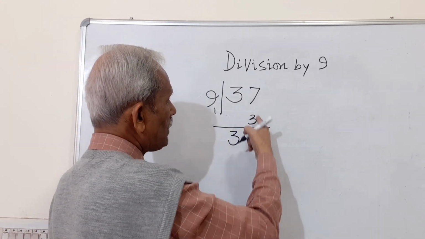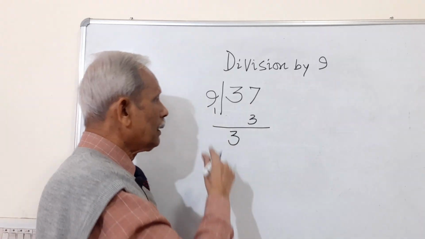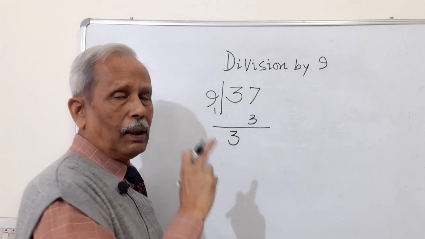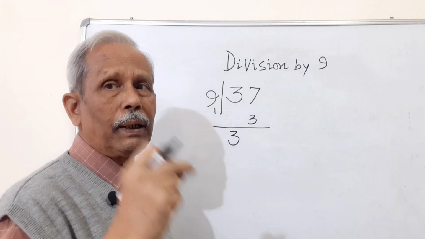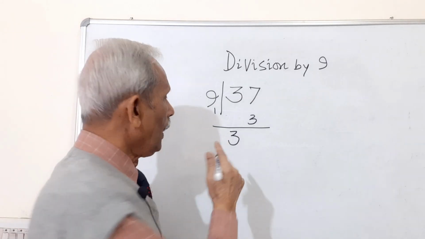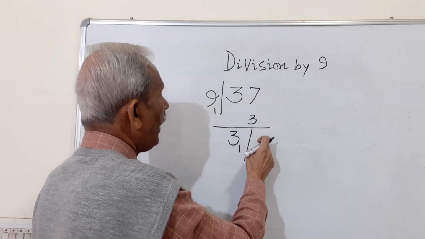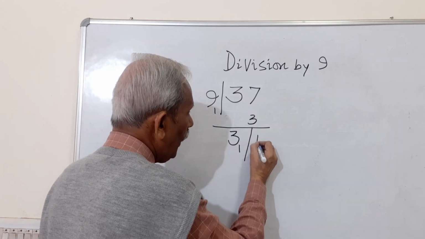Now here something interesting comes. You will see that 7 plus 3 is 10. The moment the number is 9 or more than that, divide it by 9. 7 plus 3 is 10. How many times does 9 go into it? 1 time. So you write 1 here, put a line here, 10 minus 9, 1 here.